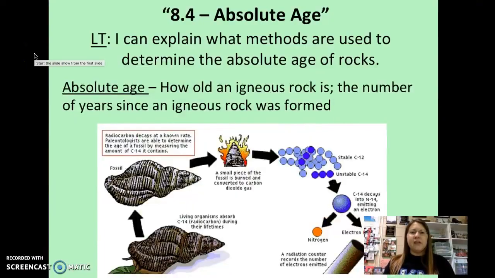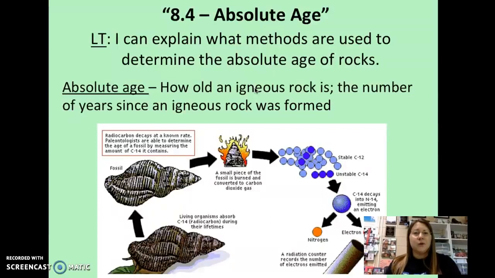Hey, super scientists, we're looking at 8.4 absolute age. So we're going to examine the methods that are used to determine absolute age of rocks. Absolute age is a term that refers to how old an igneous rock is. So remember your STEM: IGN refers to fire.